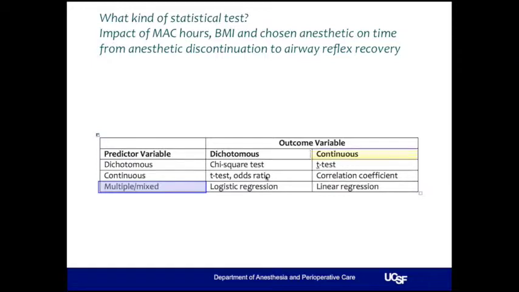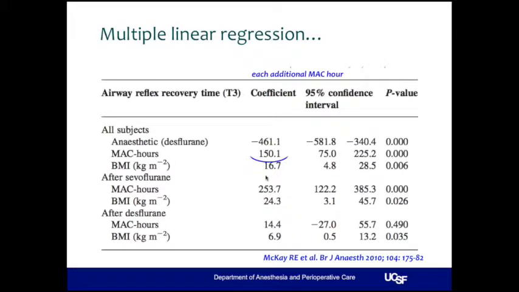So we go back to our table here. In this case, our predictors are multiple and mixed. Our outcome is continuous, and we would use a linear regression to determine whether we can reject a null hypothesis here, stating that these factors will have an impact on this time.